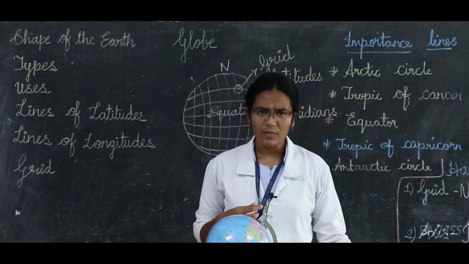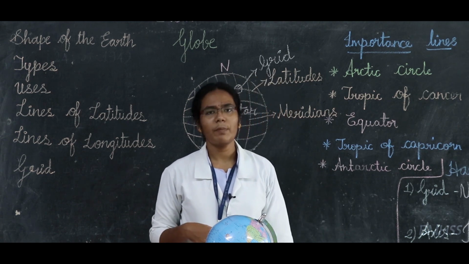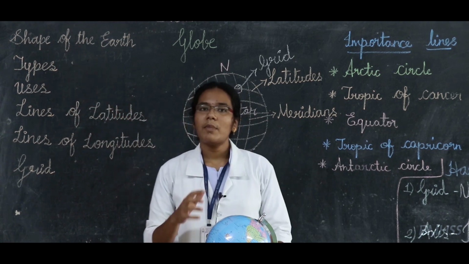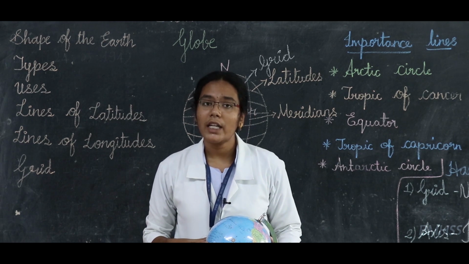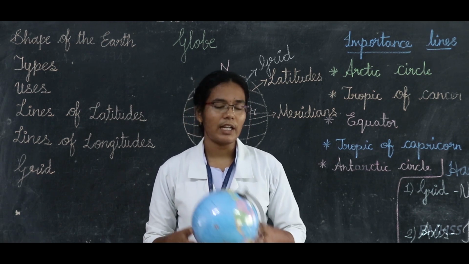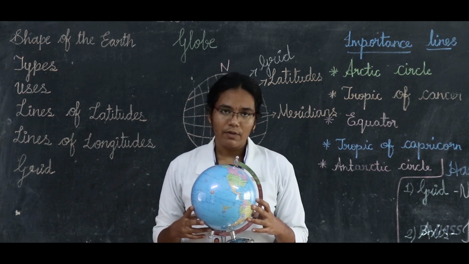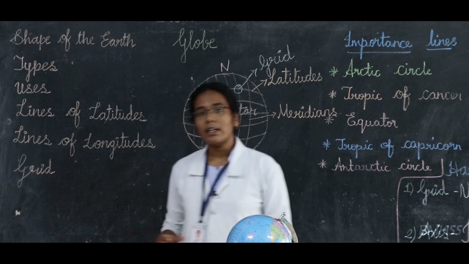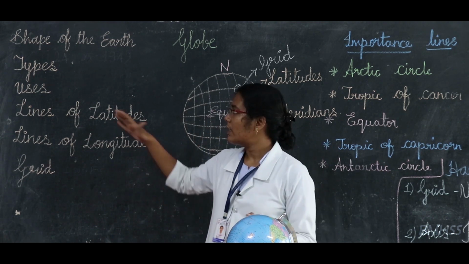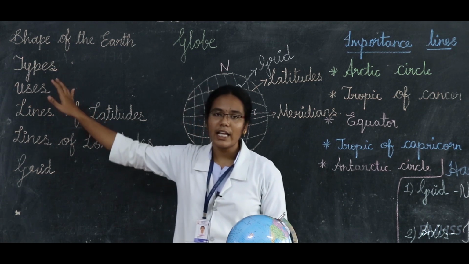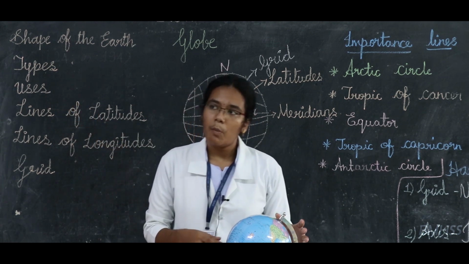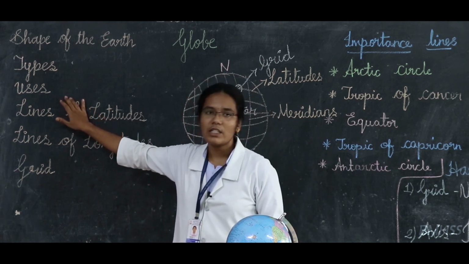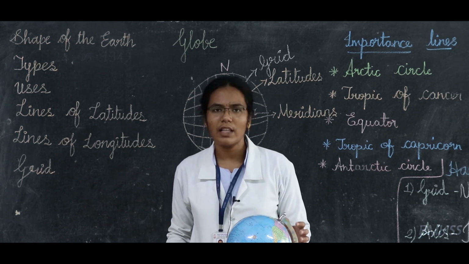Listen here children, I will give a small recap of the topics we have discussed. First we discussed the shape of the Earth. The globe was invented by Martin Behaim in the year 1492. Earth is like a huge ball. Next we saw the types: a big globe, a pocket size globe, and balloon-like globes. Then we discussed the uses: to see the continents, oceans and countries in the world.